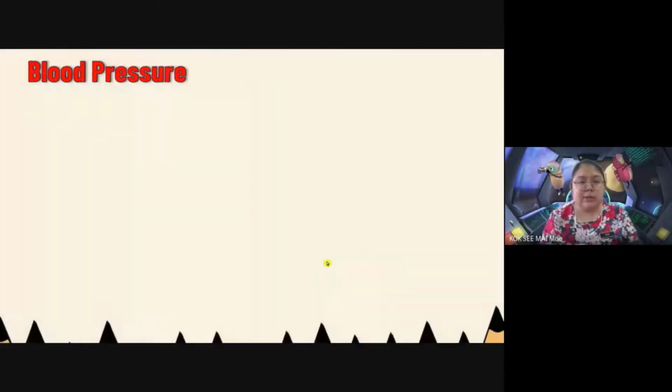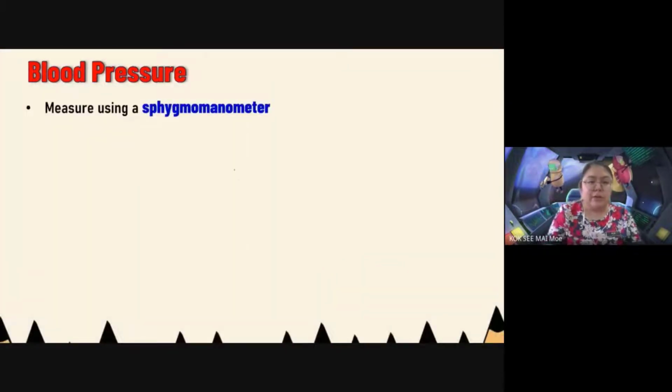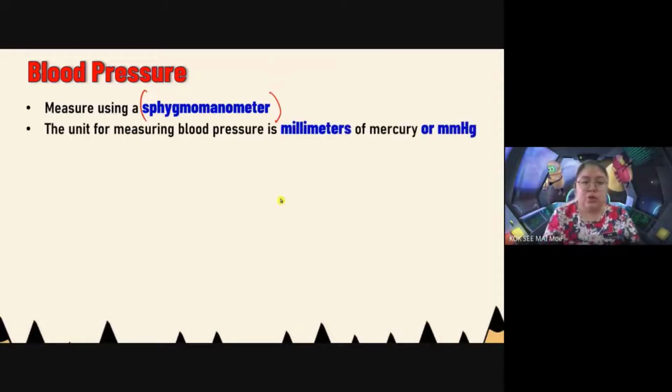So from here, you can see blood pressure is measured using the equipment we call the sphygmomanometer. Make sure you know how to pronounce it and also spell it. Sphygmomanometer. The unit to measure is millimeters of mercury, or you just write mmHg, which means millimeters of mercury.